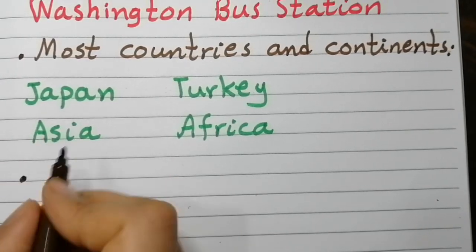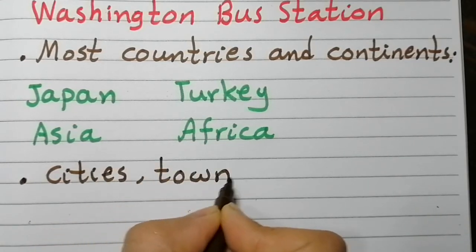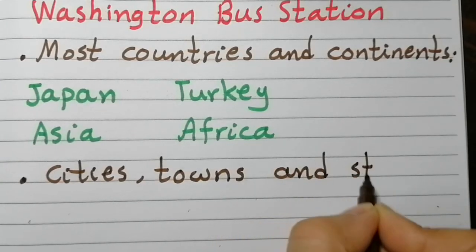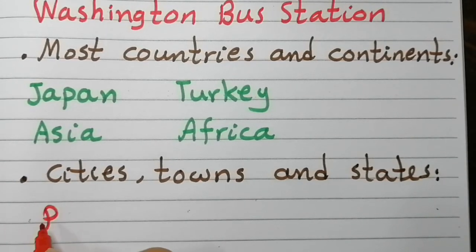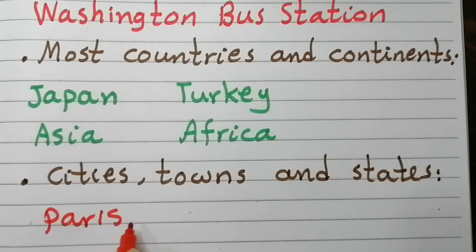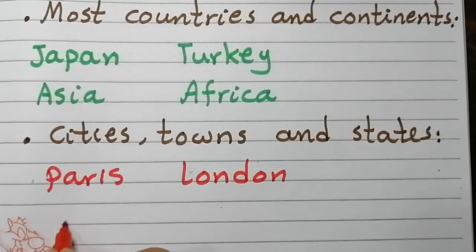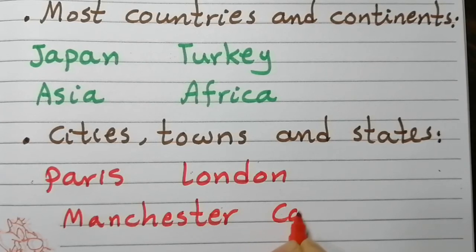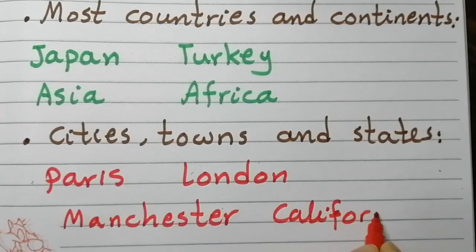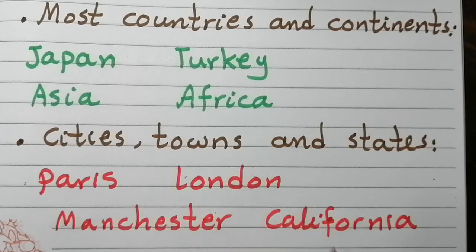Another thing, the article "the" does not come with cities, towns, and states. For example, we say Paris, London, Manchester. We also say California. Okay, so the article "the" does not come with cities, towns, and states. States, cities, and towns, okay?